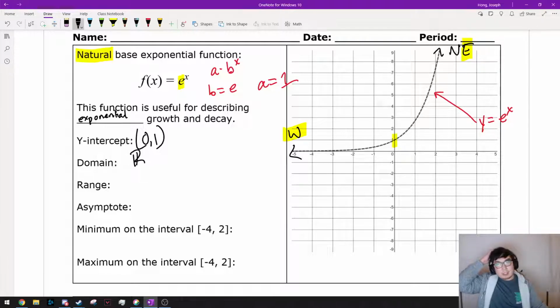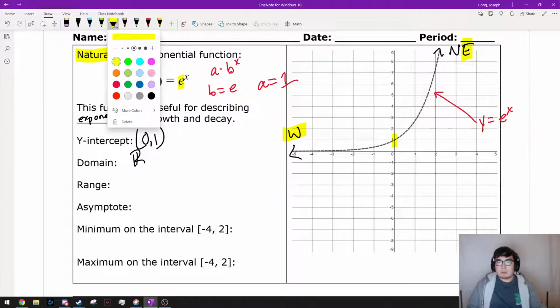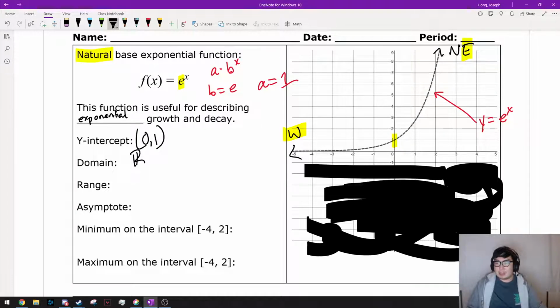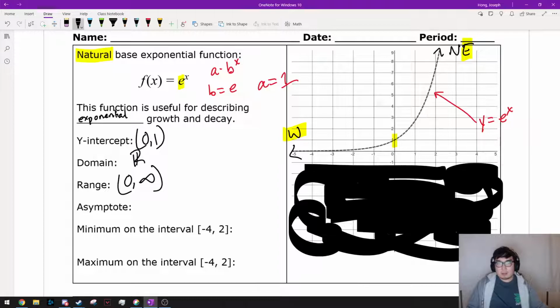And my graph right here is still above this line right here. There's no graph within the negative side of my y value. So my range is still going to be 0, infinity, or y is greater than 0. And the reason why we put y is greater than 0 is because this graph is not touching 0, it's just approaching it infinitely. The x-intercept is still the asymptote, which is y equals 0.